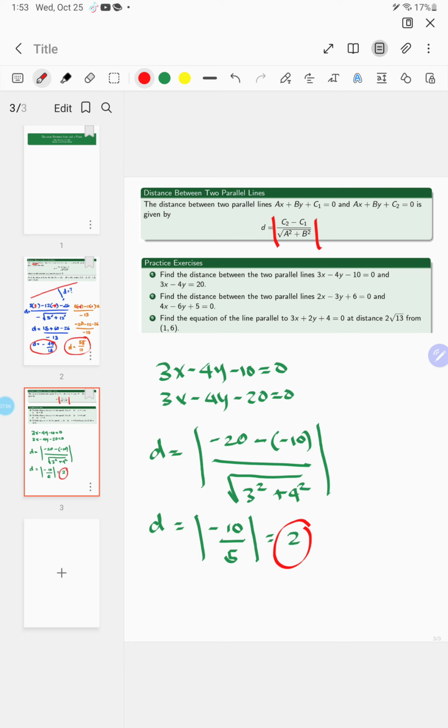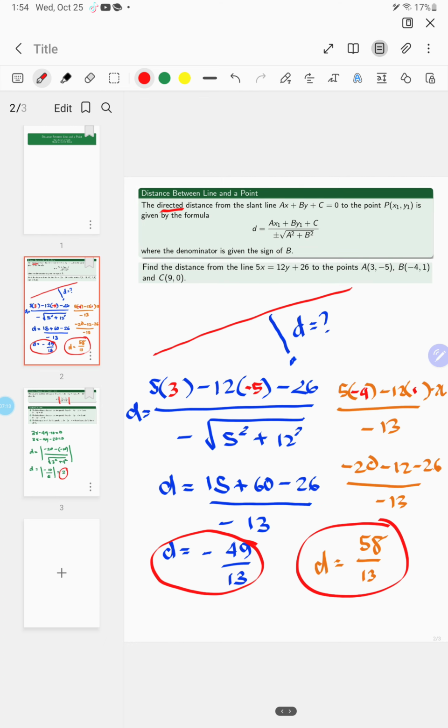I'm going to leave items 2 and 3 as an exercise, together with item number 3 in the first example. I hope you learned something from this one. Good luck on your exam tomorrow.